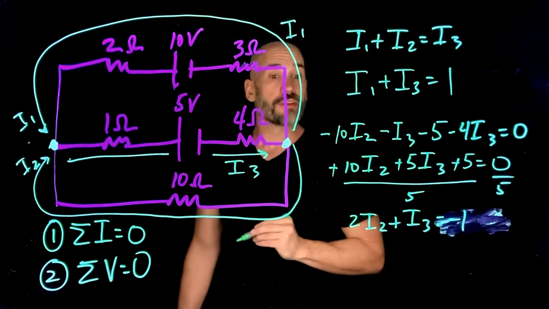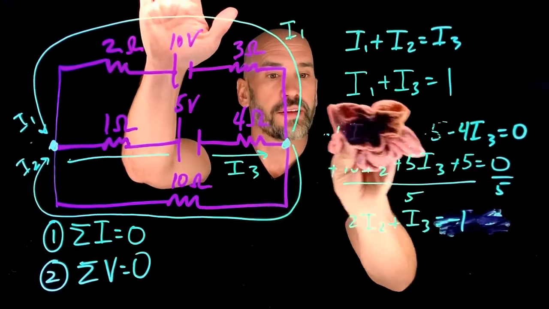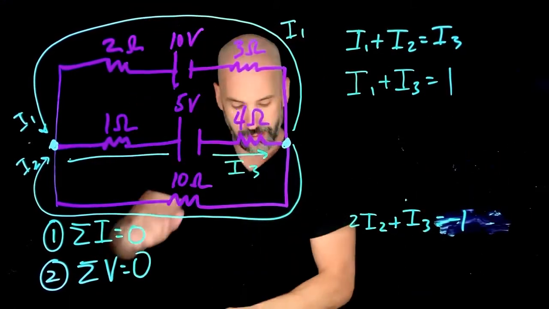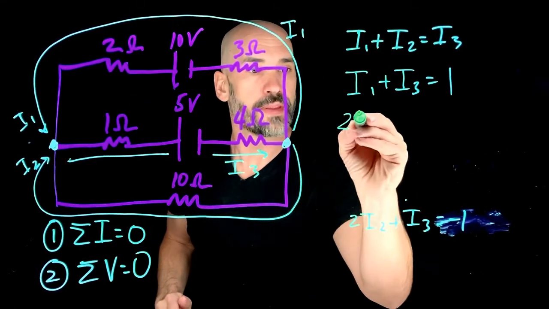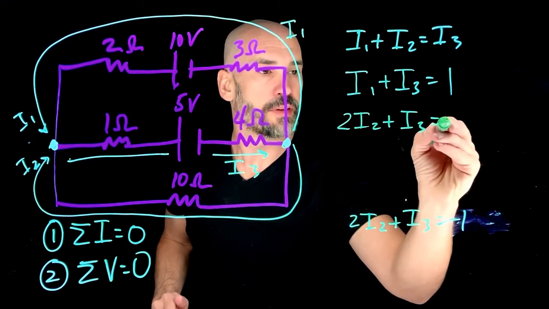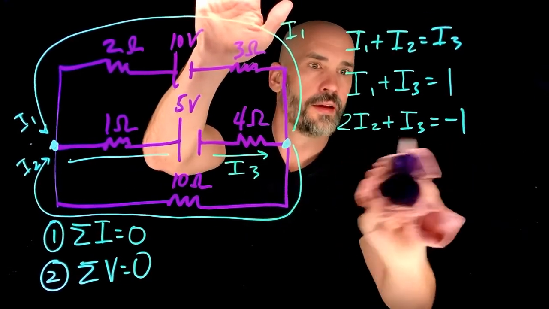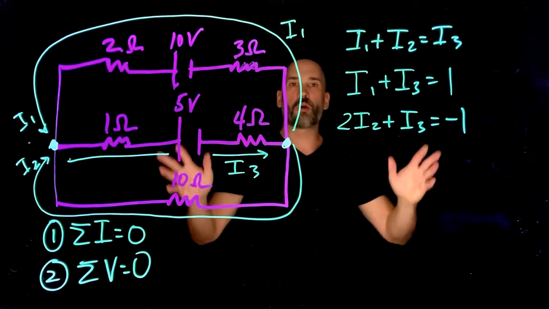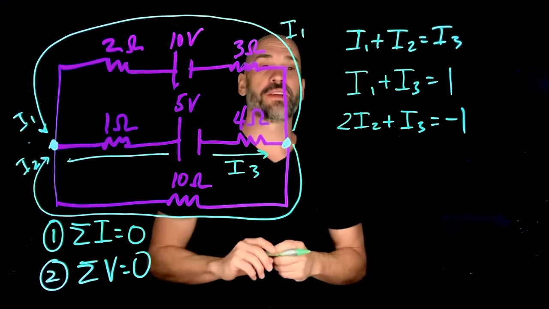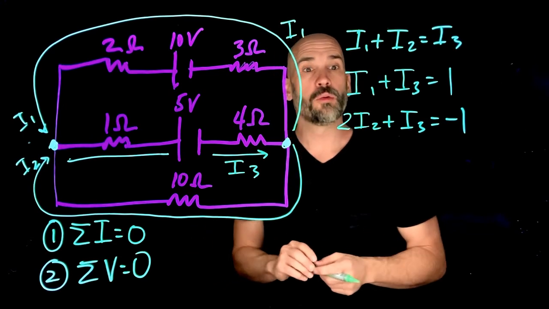All right. So this means that I am going to erase this right now and then just replace this up here with 2I2 plus I3 equals negative 1. Okay? We have 3 equations, 3 unknowns. All right? And you may remember that the best way to solve these equations is substitution, right? So where do we want to start?